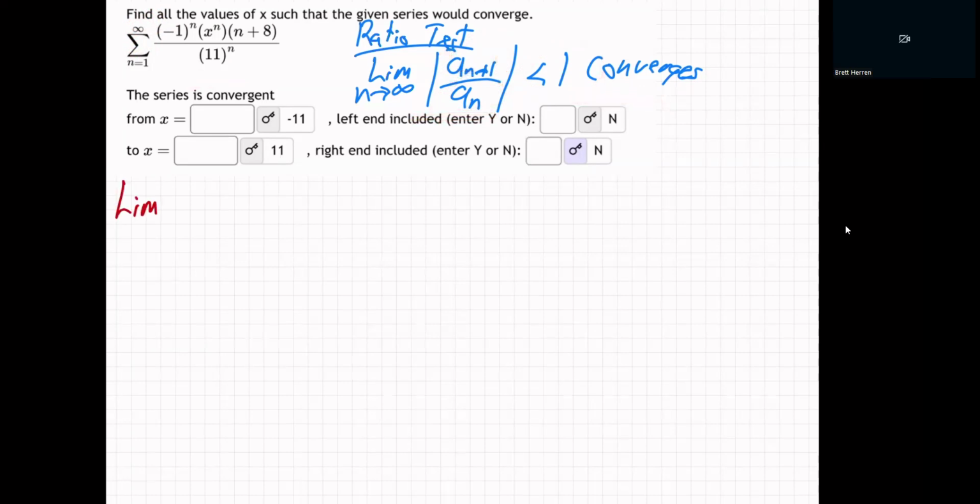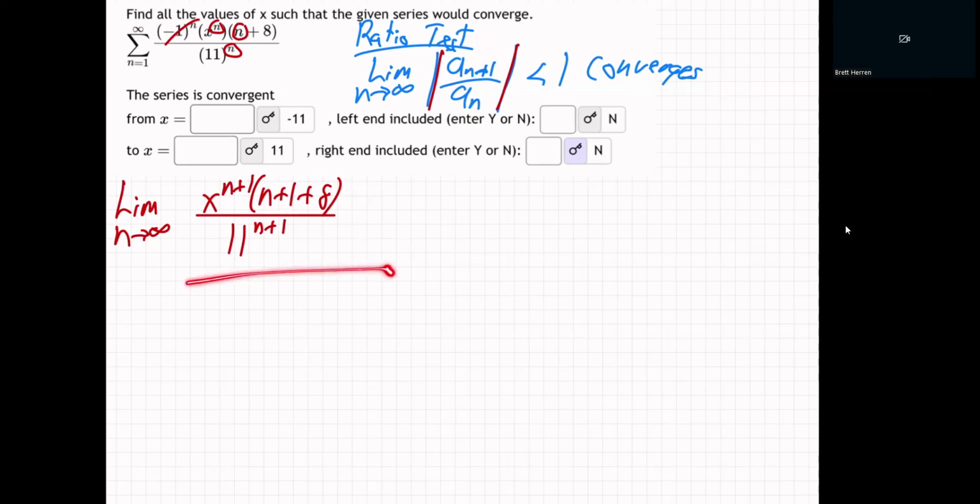We take the limit as n goes to infinity of that series. Okay. So now we're going to do the absolute value. So we don't care about (-1)^n. That just changes the sign, plus, minus, plus, minus. We're doing absolute values. So we don't care about signs. So x to the n plus 1. I'm plugging in n plus 1 right there, n plus 1 right here. It'll be n plus 1 plus 8 over, and n plus 1 right there, 11 to the n plus 1.